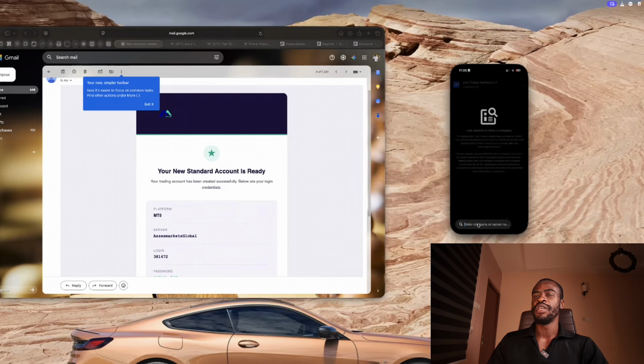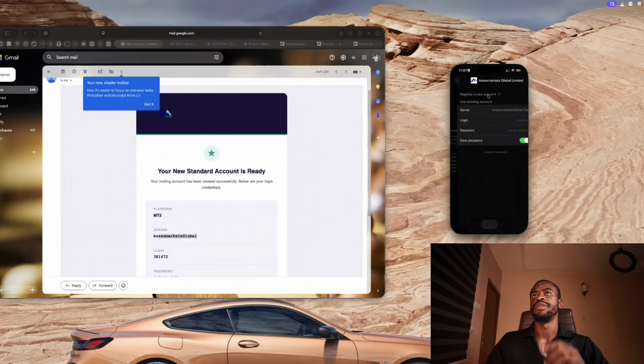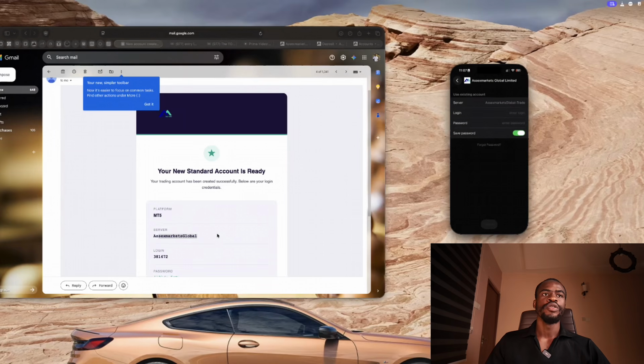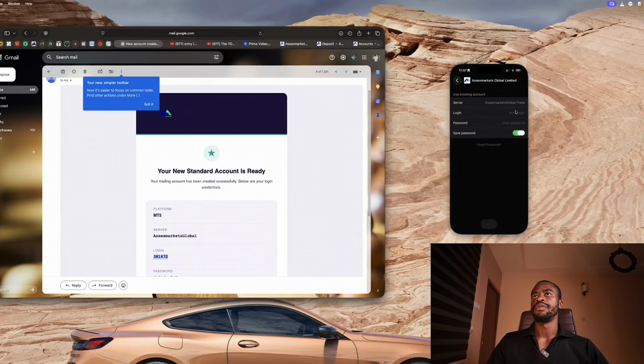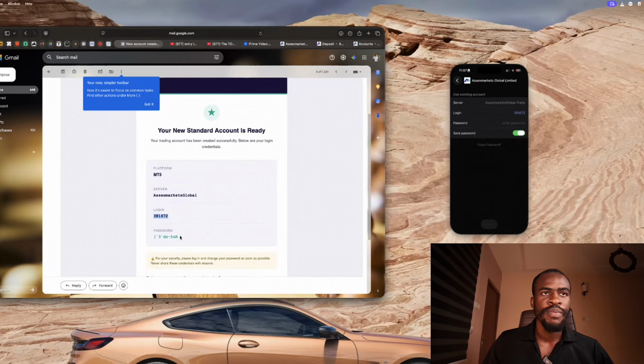Now search the company or server name. So this is ESX Markets. So see the server here is ESX Markets Global. So I can just copy this, or you can just type it. I'll just type it, ESX Markets Global Limited. So this is it, and then login. So copy the login and then paste where login is. Copy it and paste, enter login, paste. Then password. Make sure you copy the correct password.